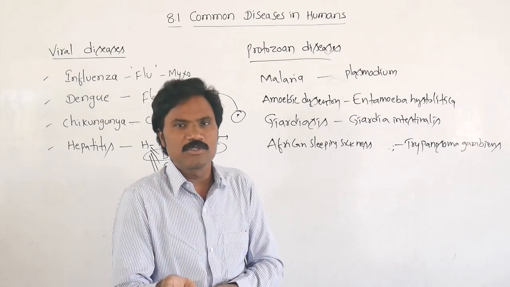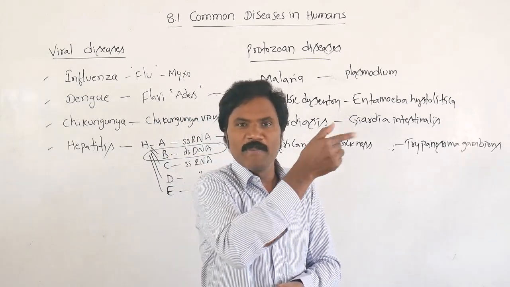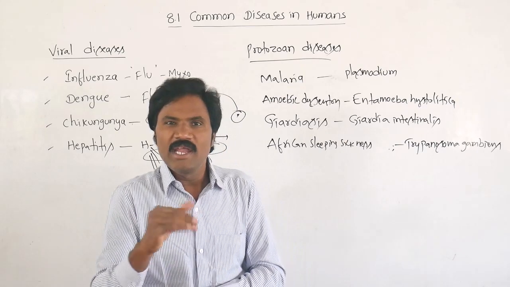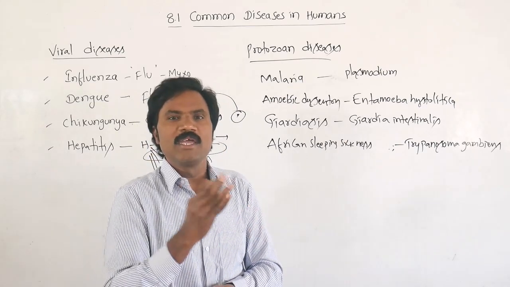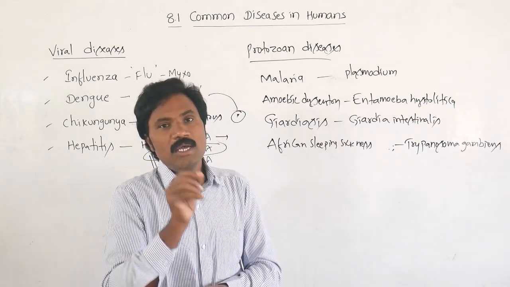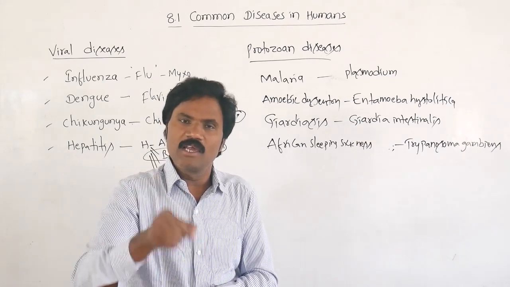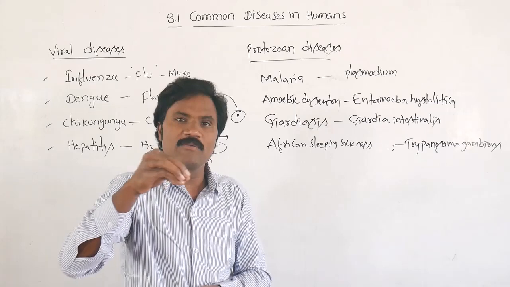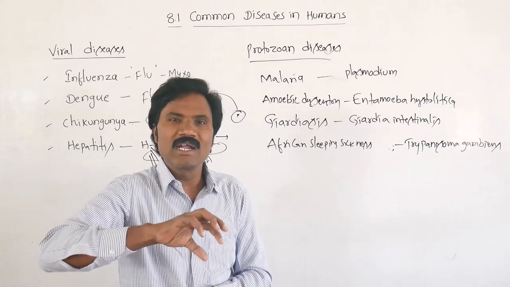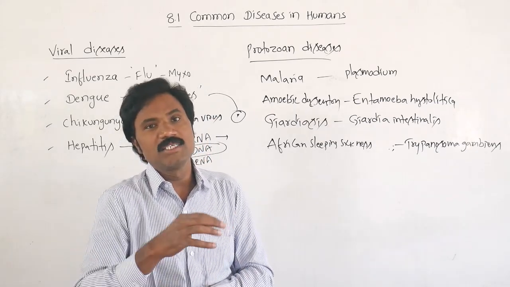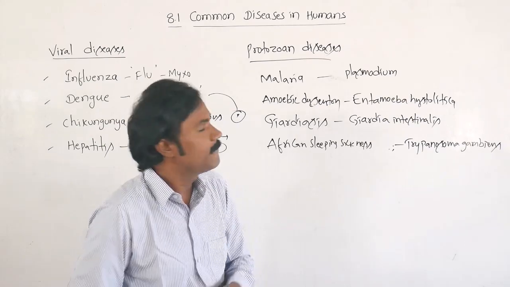What is meant by the definitive host? The definitive host is the female Anopheles mosquito. The intermediate host is the human being, either male or female. So any parasite or pathogen that completes its life cycle in two hosts, we call such parasites digenetic.